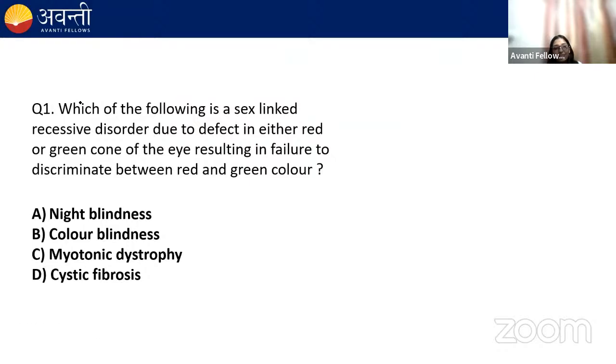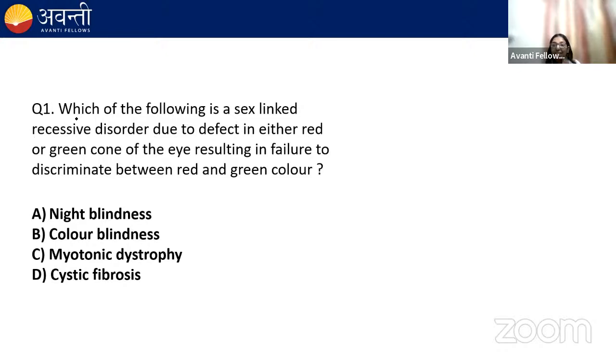Question number 1 says, which of the following is a sex-linked recessive disorder due to defect in either red or green cone of the eye, resulting in failure to discriminate between red and green color? Your options are A, night blindness, option B, color blindness, option C, myotonic dystrophy, option D is cystic fibrosis. So quickly answer in the chat box what you think would be the correct answer for this question.